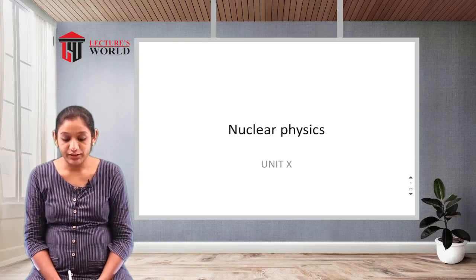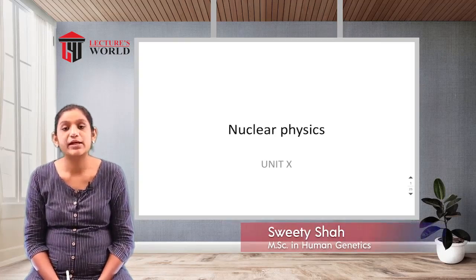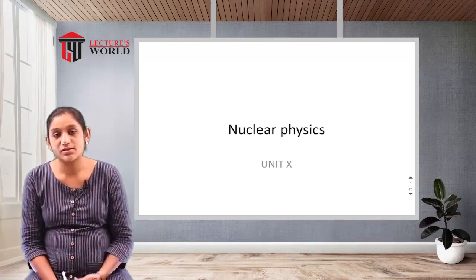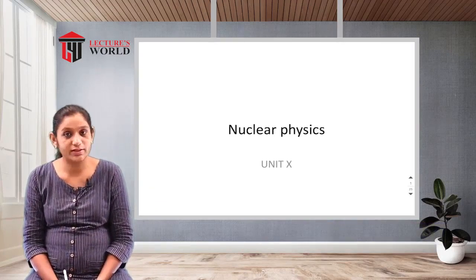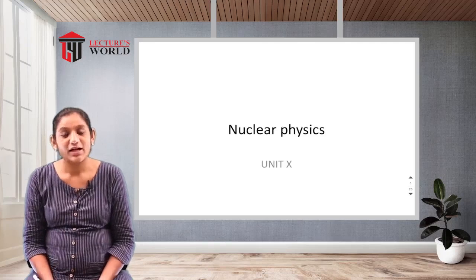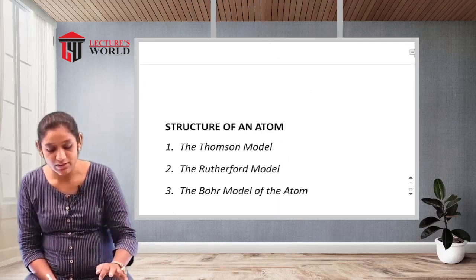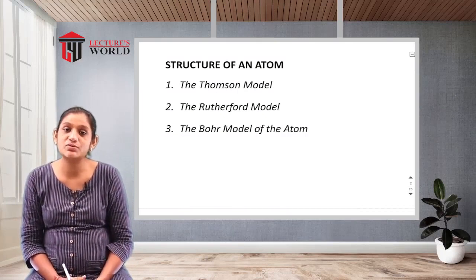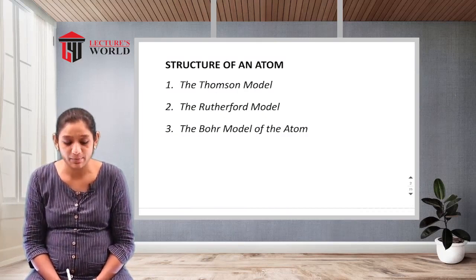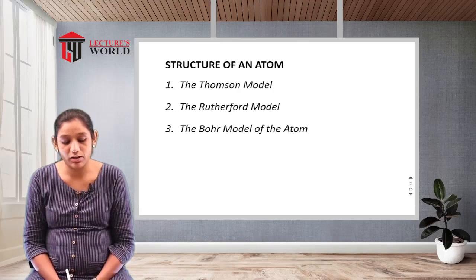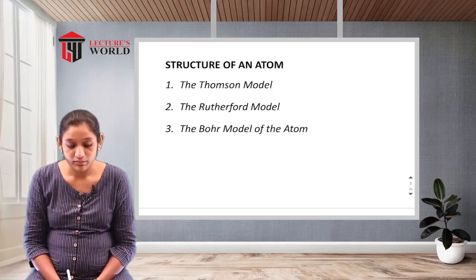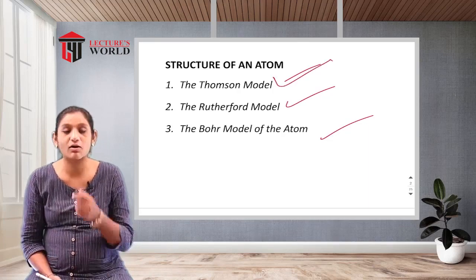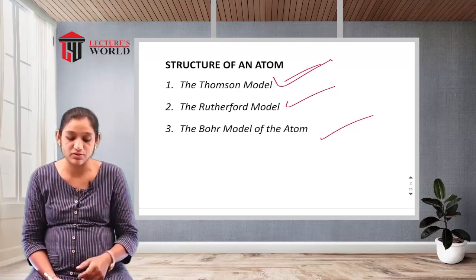Our next unit is nuclear physics. We have to study in this unit a variety of factors correlated with nuclear physics. Let's talk about them: the structure of an atom, and what contents we have to study in nuclear physics. These are the Thomson model, the Rutherford model and the Bohr model of the atom. There are three types of models of the structure of the atom.